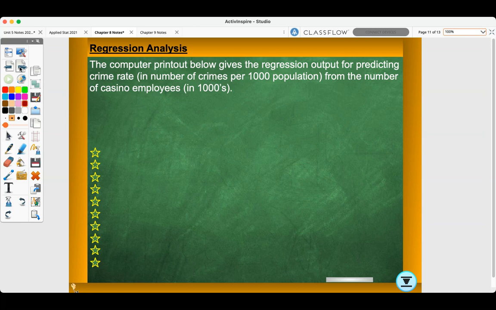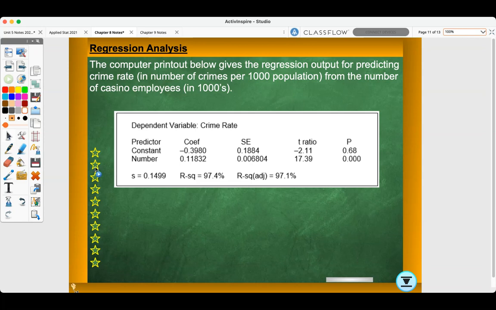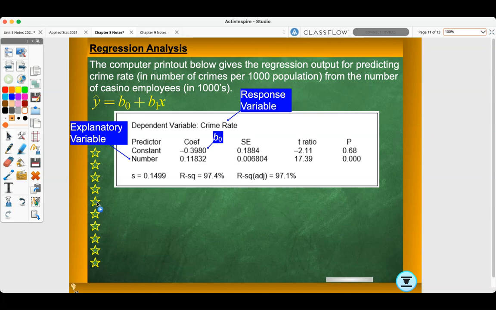Regression analysis. The computer printout below gives the regression output for predicting crime rate in the number of crimes per 1,000 population for the number of casino employees in thousands. So this is the computer printout. This will give you the regression equation y hat equals b0 plus b1 times x. This is your explanatory variable. This is your response variable. Right there, your constant is your B0, and that's B1. So here, this is like your y-intercept and your slope.